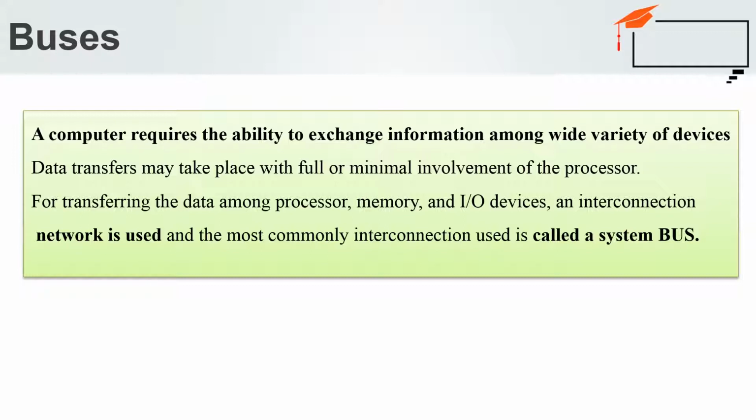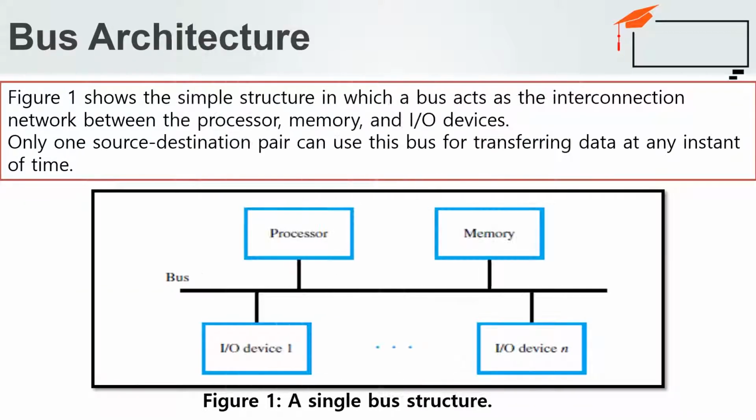For transferring data among the processor, memory, and input-output devices, an interconnection network is used, and the most commonly used interconnection is called a system bus. In a simple structure, a bus acts as the interconnection network between the processor, memory, and input-output devices. Only one source-destination pair can use this bus for transferring data at any instant of time.